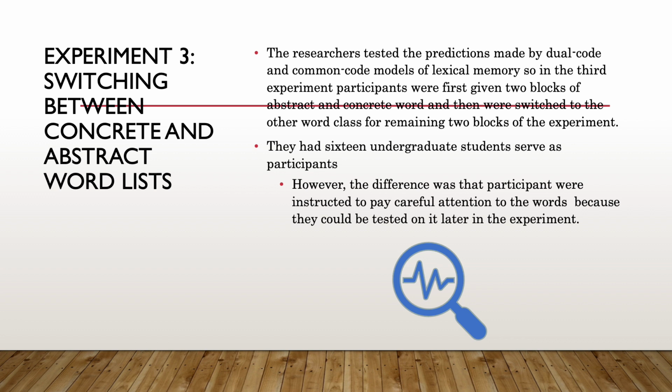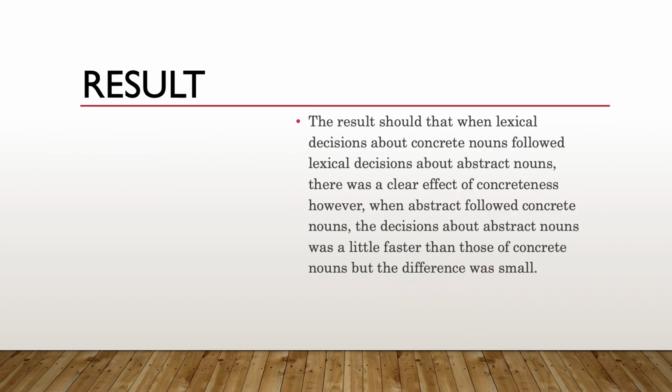In this study, there were 16 undergrad students who served as the participants. The difference between this study and the other study is that participants were asked to pay more attention to the words because they would be tested on them later. Therefore, the result for this experiment showed that when a lexical decision about a concrete noun follows a lexical decision about an abstract noun, there is a clear effect for concreteness. However, when an abstract noun follows a concrete noun, the decision about the abstract noun was a little bit faster than that of the concrete noun, but the differences were small.